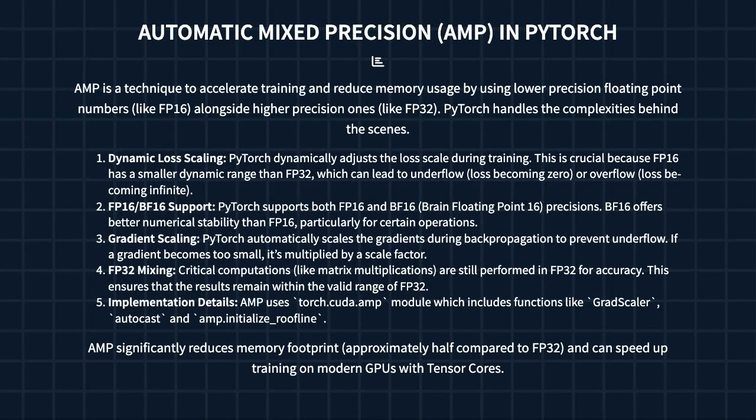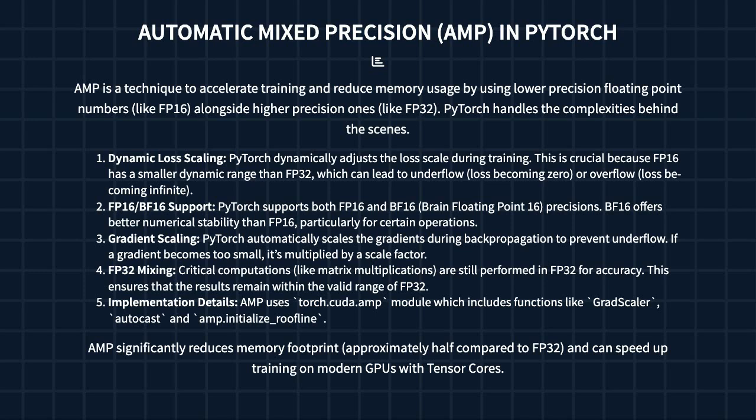Okay, let's talk about AMP, automatic mixed precision. Think of it as a clever trick PyTorch uses to make your deep learning models train faster and use less memory. Basically, instead of always using the full 32-bit floating point numbers, FP32, PyTorch switches to lower precision formats like 16-bit, FP16 or BF16, for certain parts of the calculation. But here's the catch: FP16 has a smaller range, so it can sometimes lead to issues with really big or really small numbers during training.